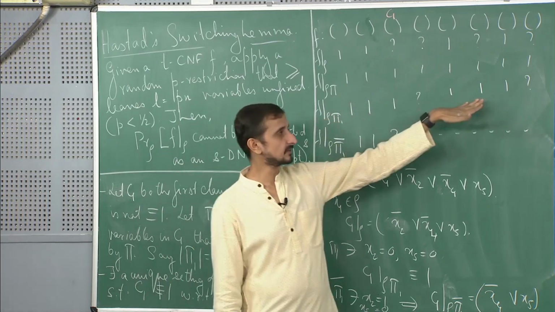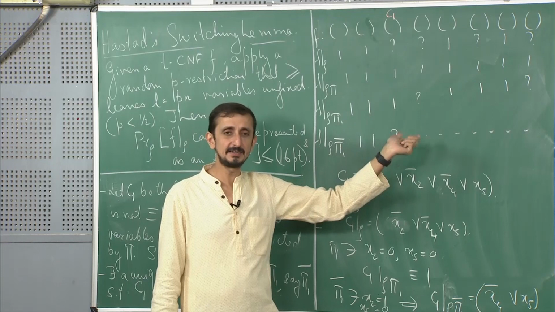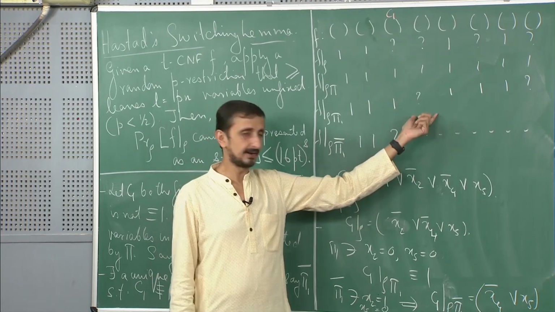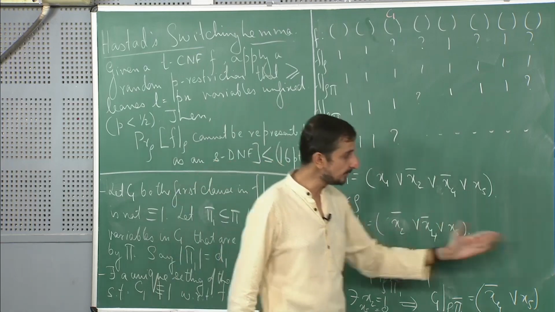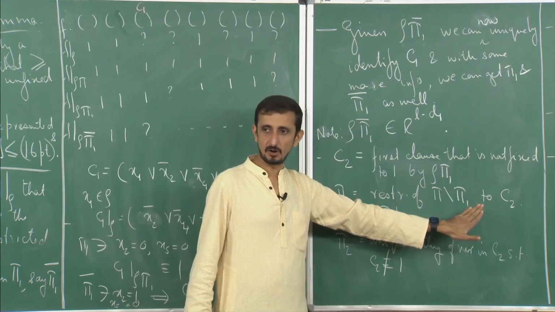Now look at the first clause that is not set to 1 by rho pi 1. Okay, so it is only setting some d1 variable, so there will be some other clause that is not being set to 1. Look at that clause. Look at the remaining set of variables in that clause. Okay, so from pi, remove the variables of pi 1.